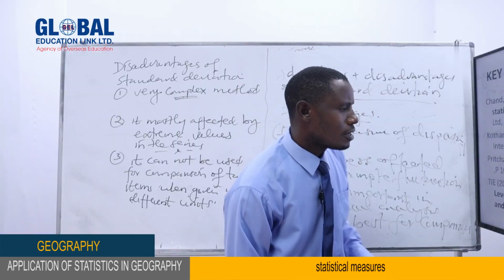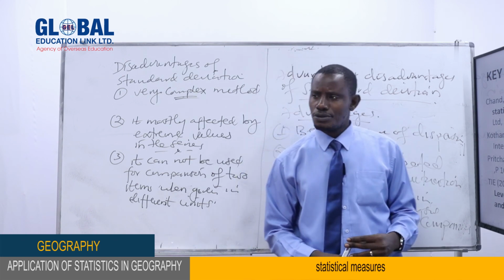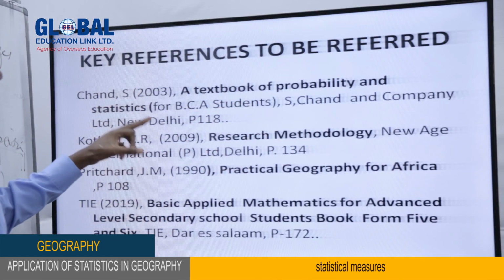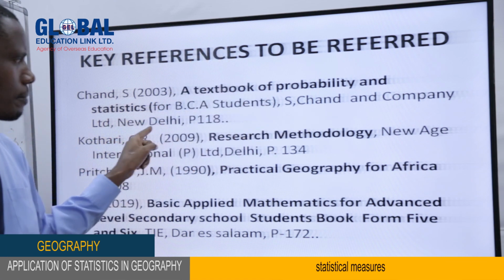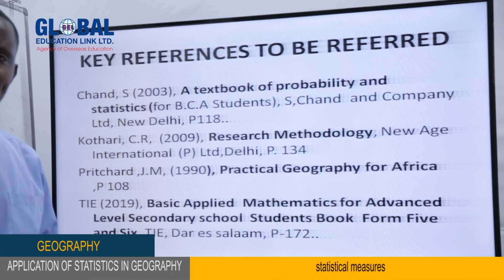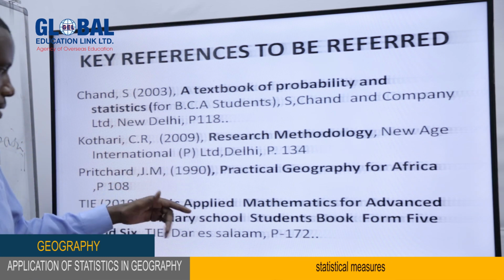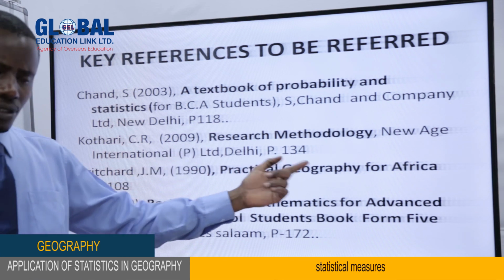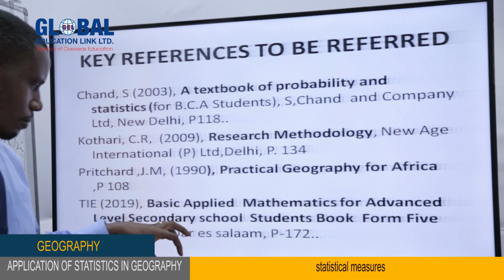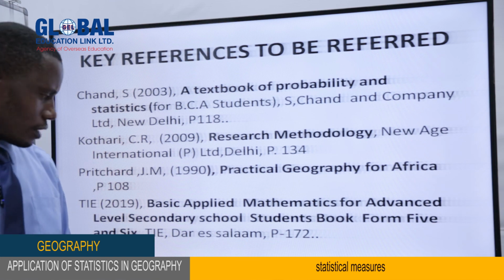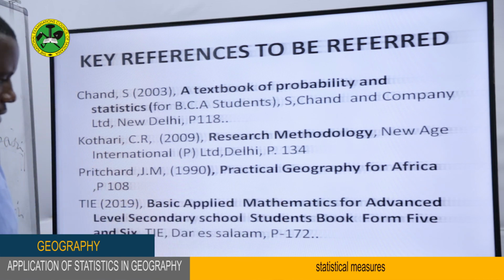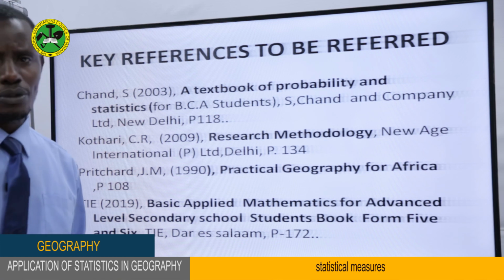If you want to make further reference about what we have been doing, you can refer to the following texts. I think they are written over there. We have the Chandia textbook of probability. It's very important. But again, you have the book of Kothari, Research Methodology, which gives you ABCD connected with standard deviations. But again, we have the book of Pritchard. You can get ABCD connected with standard deviations. But again, you have the book recently provided by the Tanzania Institute of Education, that is Basic Applied Mathematics for Advanced Level, book 5 and 6. It can assist you to compute or to revise those areas.